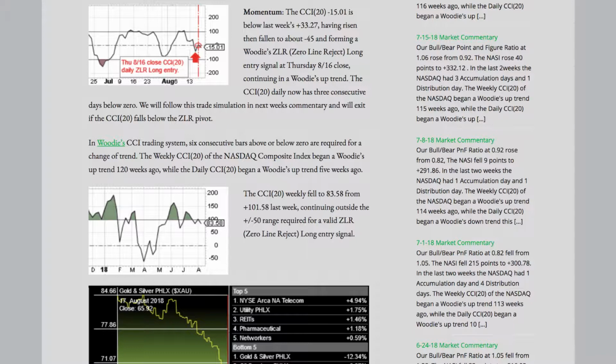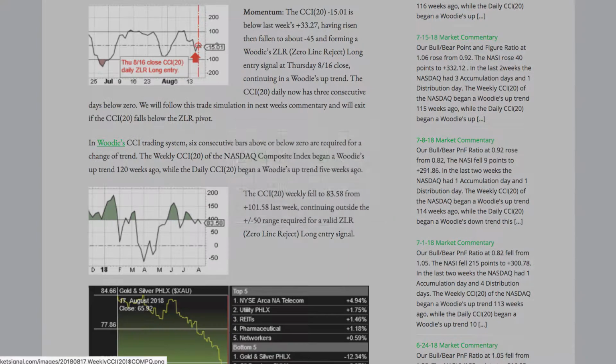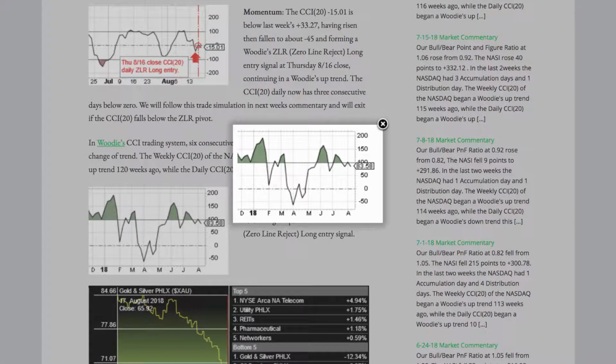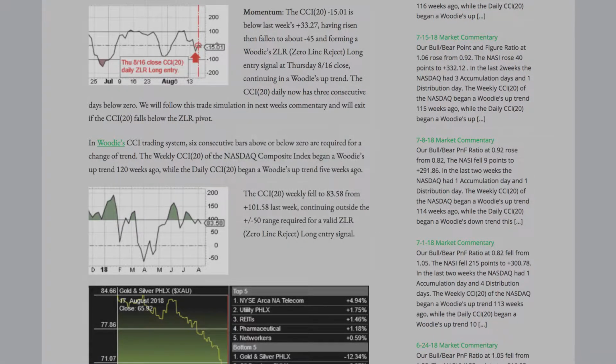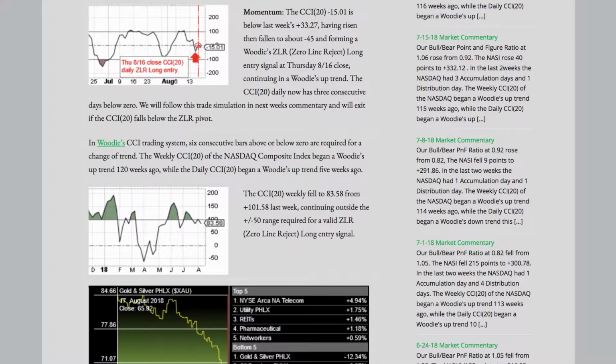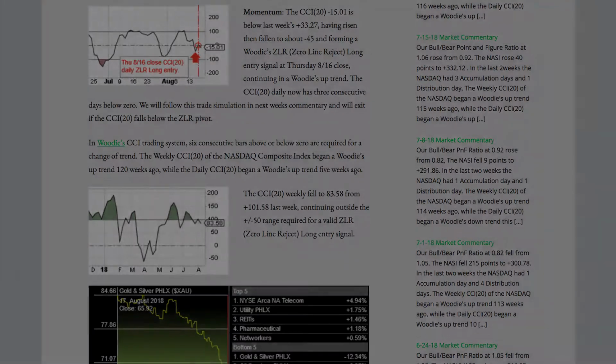change of trend. The weekly CCI 20 of the Nasdaq Composite Index began a Woody's uptrend 120 weeks ago, while the daily CCI 20 began a Woody's uptrend 5 weeks ago. The CCI 20 weekly fell to a positive 83.58 from a positive 101.58 last week, continuing outside the plus or minus 50 range required for a valid zero-line reject long entry signal.